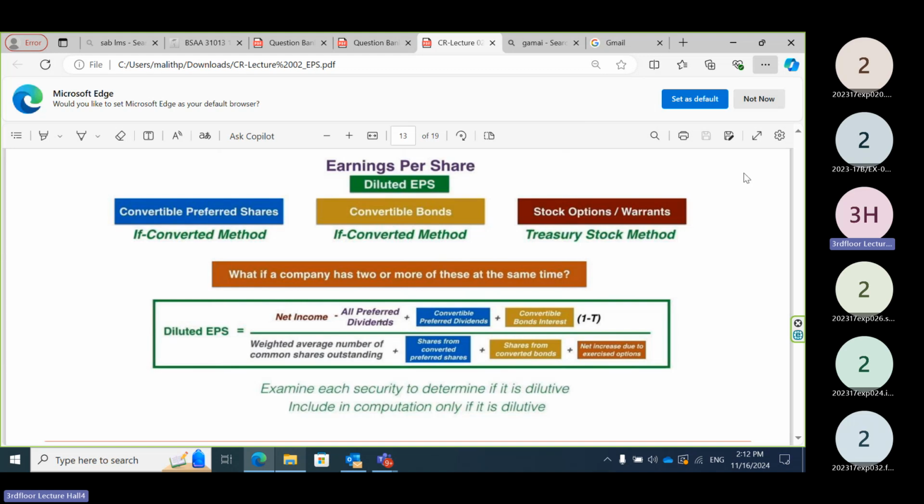You all can see all the dilutive effects. So if you have convertible preferred shares, convertible bonds, stock options or warrants, right? All the things may be in one question. There may be a share warrant, share option, convertible bond, all in one question.